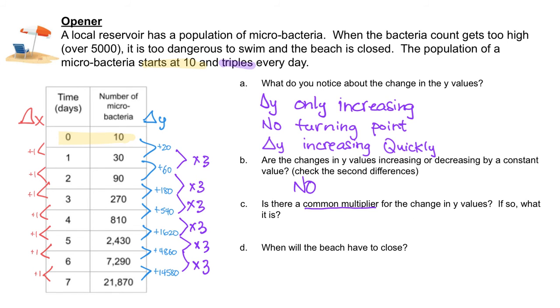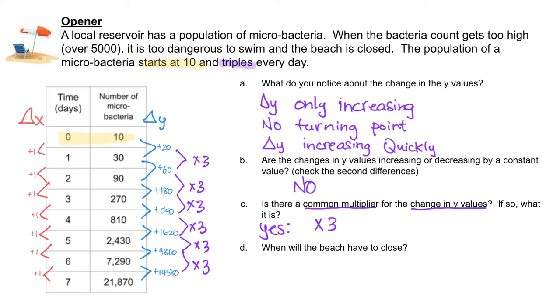So yes, there is a common multiplier. And notice that we're looking at the change in y values. We're looking for that delta y. And so it is times 3. So yes, it is 3 or times 3. And so looking at our table, it's already filled in.